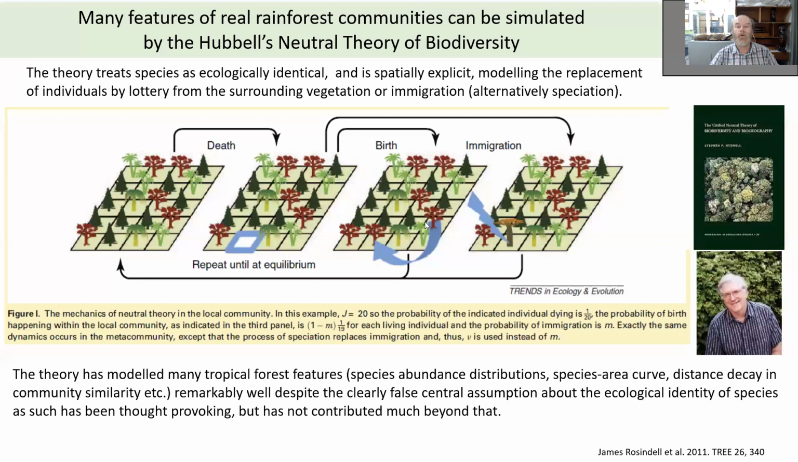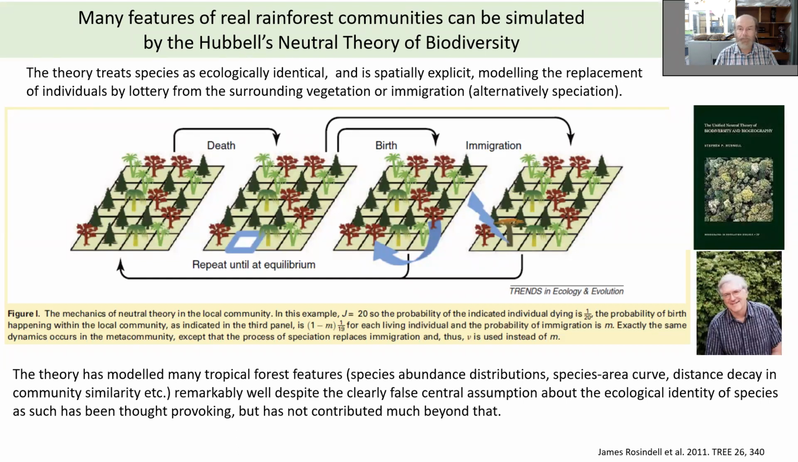And so you choose either a lottery effect, a lottery selection of the tree, or you have immigration and select an immigrating species, which can be a completely new species. There is another version of the model where instead of immigration, you have speciation. So that's sort of the evolutionary one.